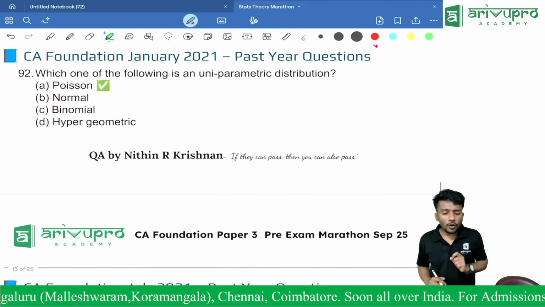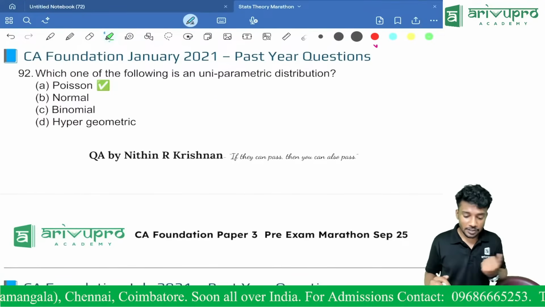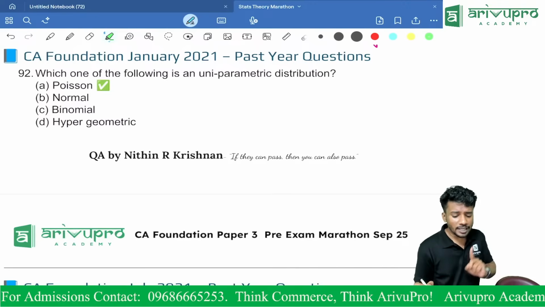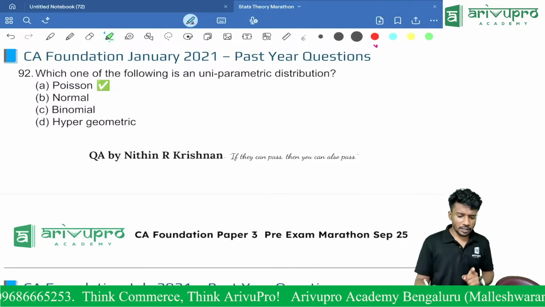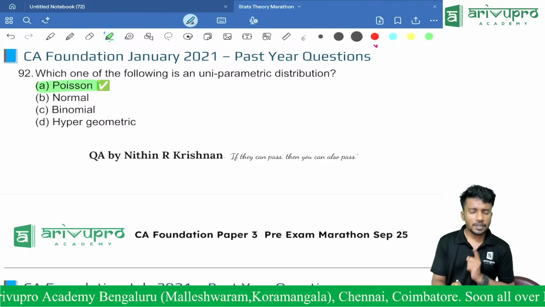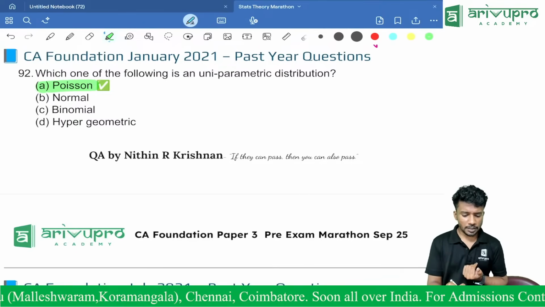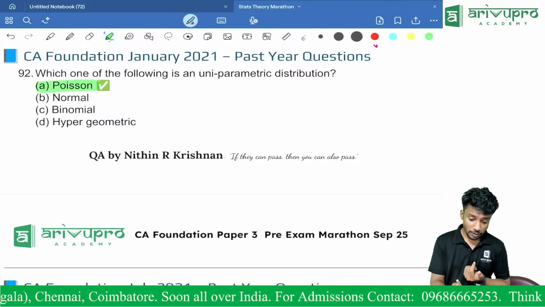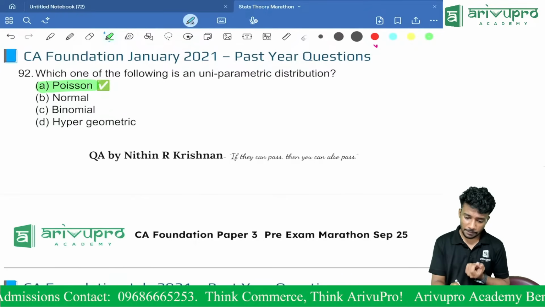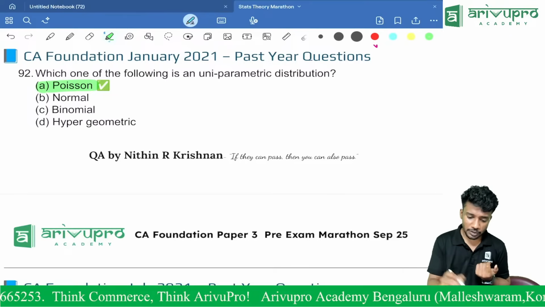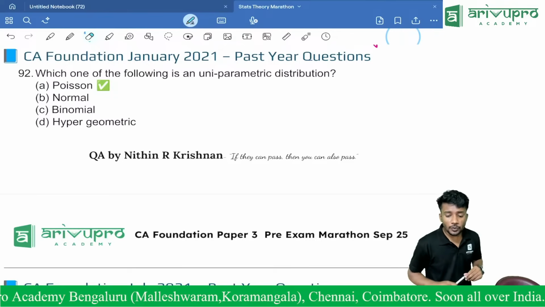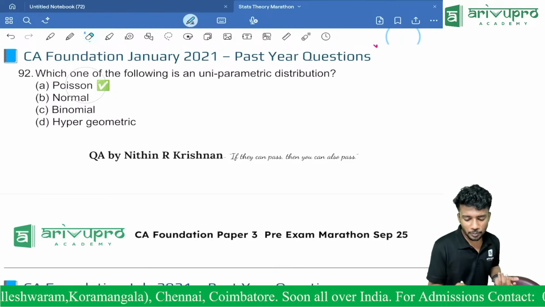Now, which of the following is a uniparametric distribution? Poisson is a uniparametric distribution. If you ask me, normal is having how many parameters? Binomial, Poisson, what is given? Which of the following is a uniparametric distribution? Answer is Poisson distribution.